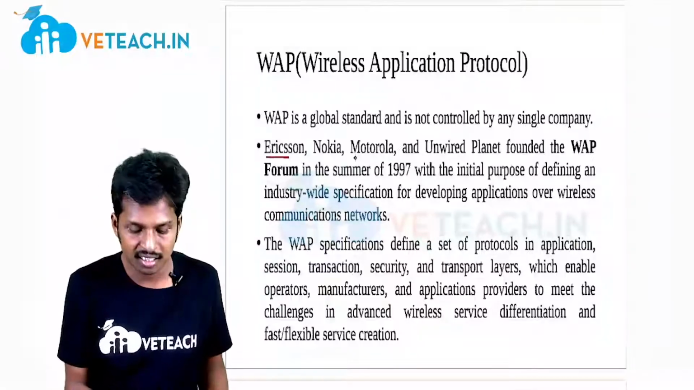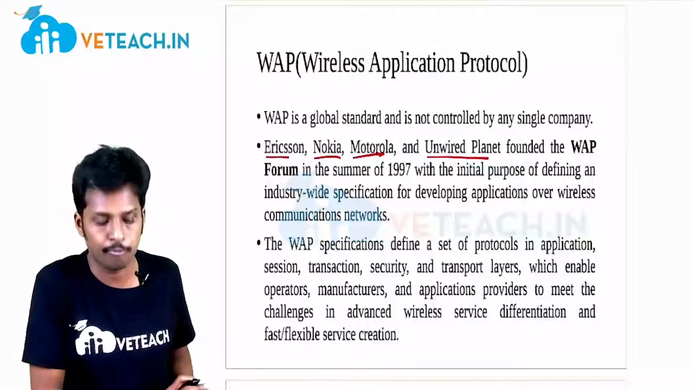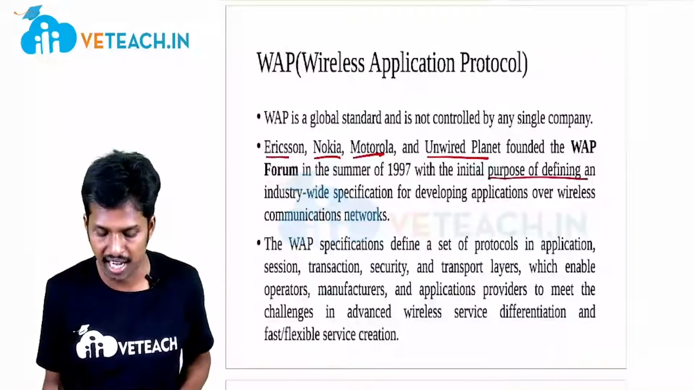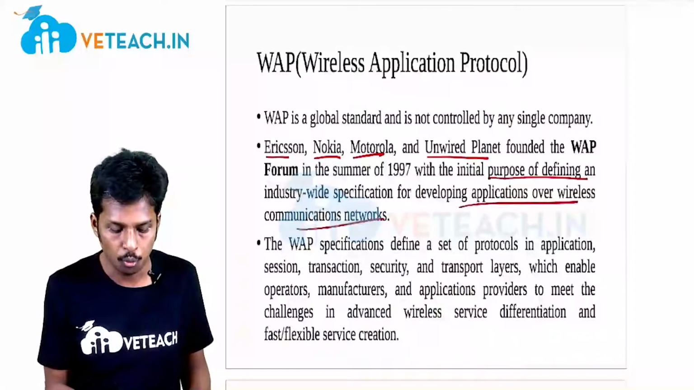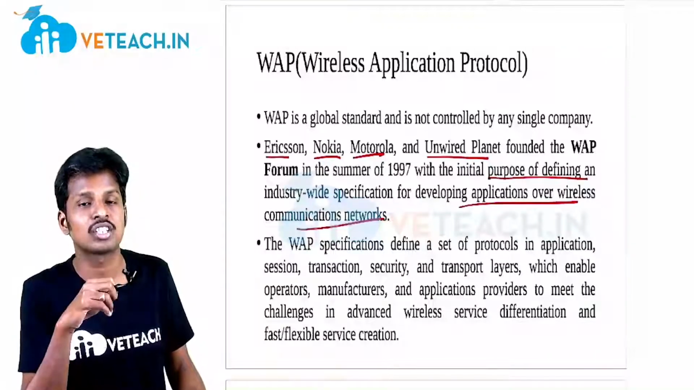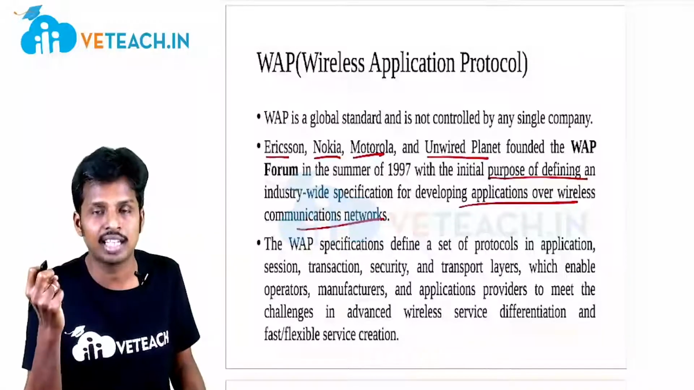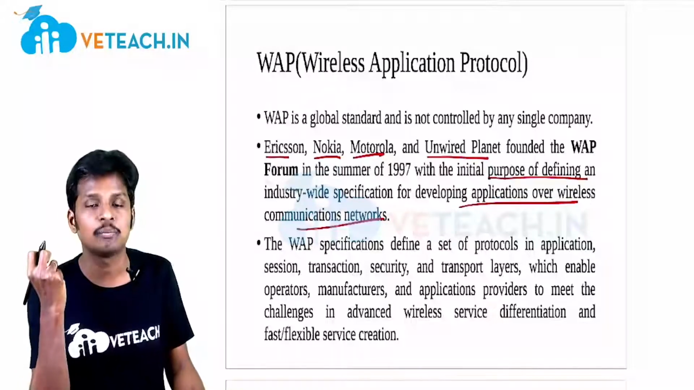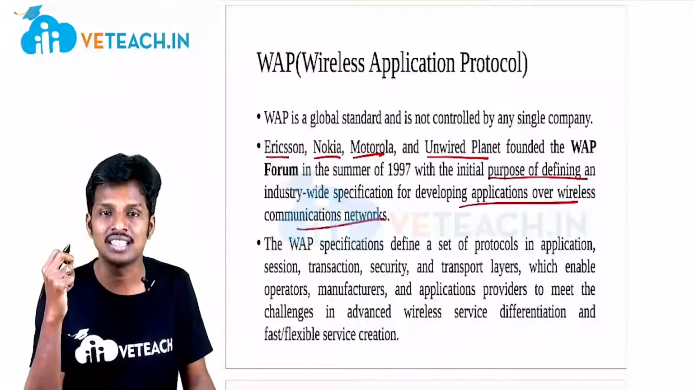Ericsson, Nokia, Motorola, and Unwired Planet founded this WAP Forum in the summer of 1997 with the initial purpose of defining an industry-wide specification for developing applications over wireless communication networks. So it was not owned by a single company, it was formed by a collection of companies with the intention to create applications which work in a wireless environment. For this main intention, the WAP protocol was introduced in 1997.